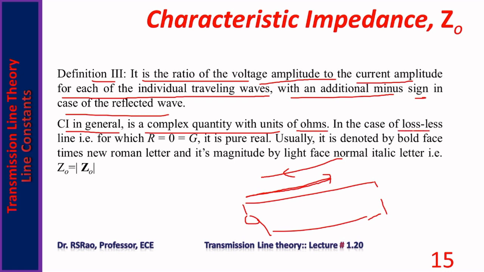In case of a lossless line, for which R equals 0 equals G, see, a lossless line is one for which R is 0 and G also is 0, the characteristic impedance is pure real. Usually it is denoted by a boldface Times New Roman letter and its magnitude by a lightface italic letter.